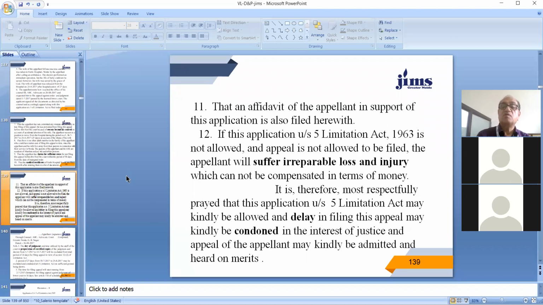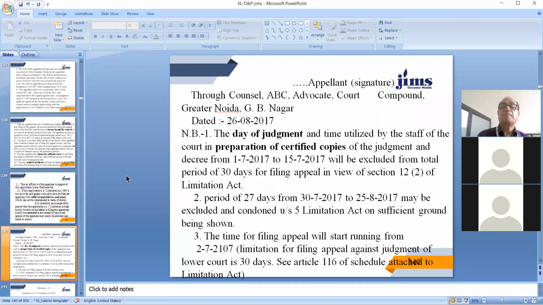It is therefore most respectfully prayed that this application under Section 5 of the Limitation Act may kindly be allowed, and the delay in filing this appeal may kindly be condoned in the interest of justice, and the appeal of the appellant may kindly be admitted and heard on merits.